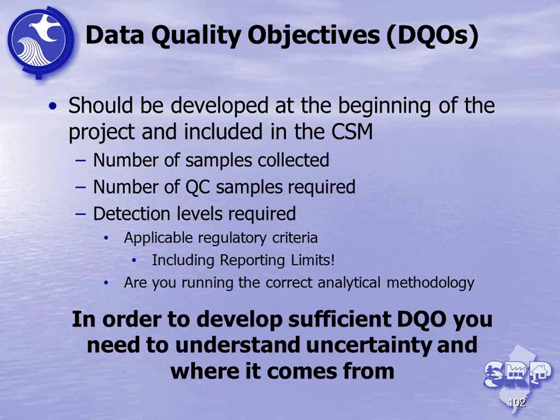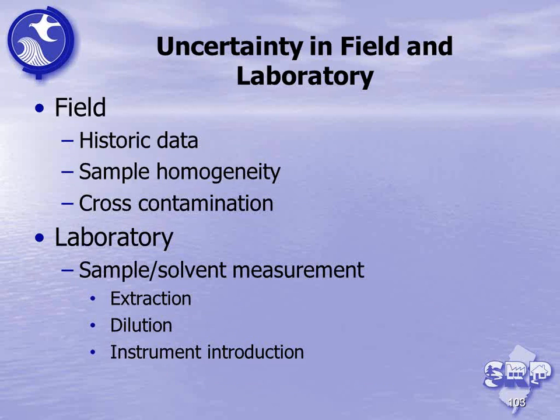Okay, and in order to develop sufficient DQO, you need to understand the uncertainty and where the data comes from. And uncertainty, I think was pointed out before, is both in the field and laboratory. In the field, uncertainty lies in historic data, data you didn't collect that was collected by others, might not have a lot of information for.